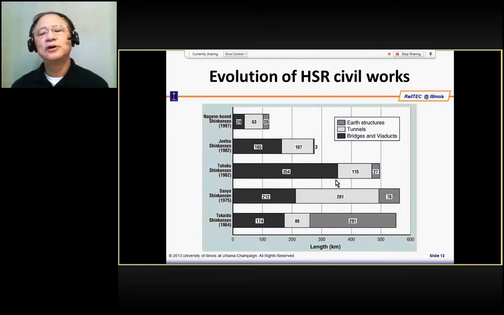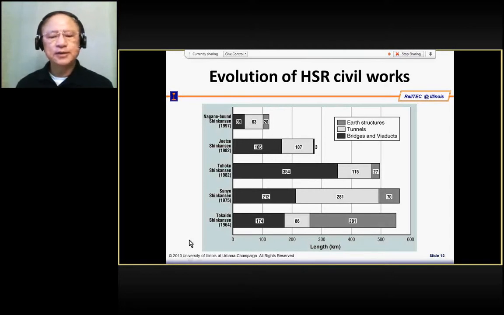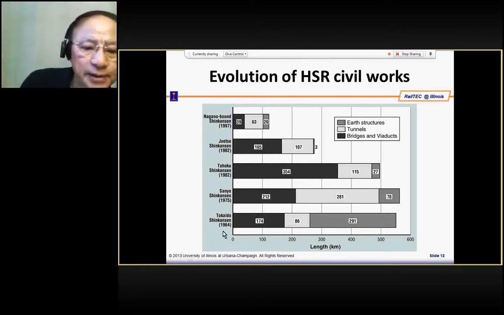Let's look at how often they are being used. This is a study of the Shinkansen. It is trying to delineate what type of civil work structure was constructed to support different lines of the Shinkansen at different times of construction. So let's look at the first Shinkansen, which was completed in the year 1964, the Tokaido Shinkansen.